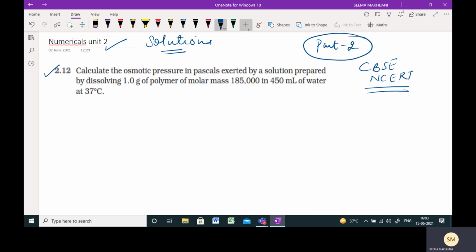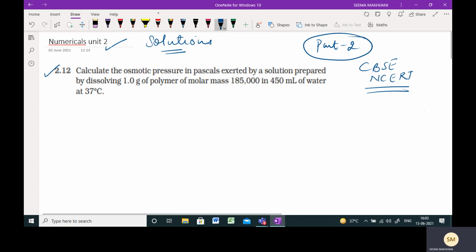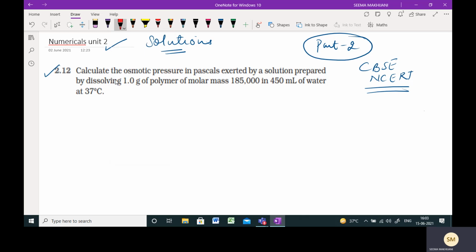Fine. Now moving on to this particular numerical, let's go through the content given in a minute. Fine. Calculate the osmotic pressure, which means you have to calculate the value of pi exerted by a solution prepared by dissolving 1 gram of the polymer, which means this is the weight of the solute. Molar mass is 1,85,000. This becomes the molar mass of the solute.